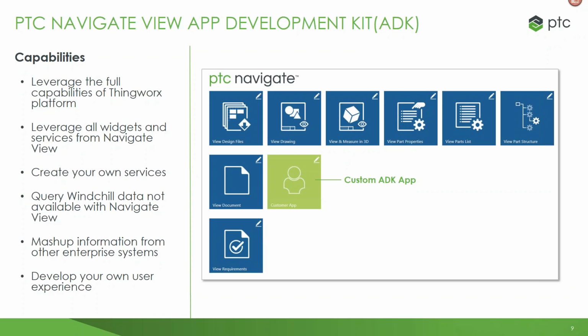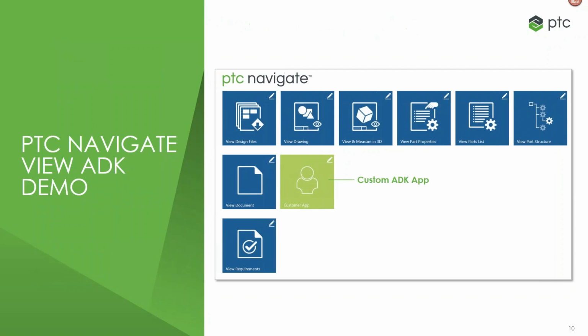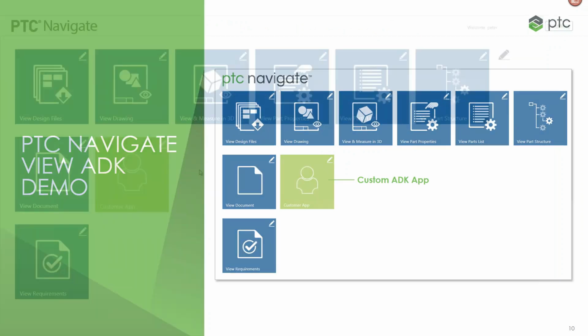You can either reuse widgets and services that are packaged up with Navigate View to create your mashups, or create your own services that can query data that aren't yet available through the Navigate View apps, such as change information or where used information. You can also combine data from multiple systems and develop your own user experience. Let's take a look at a short demonstration that details an app developed using the application development kit.